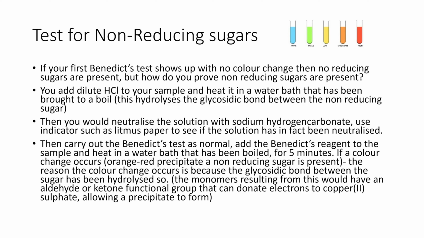If it has, you would carry out the Benedict's test as normal. You would add the Benedict's reagent to the sample and heat it in a water bath that has been boiled. You do this for 5 minutes. If a colour change occurs, like an orange-red precipitate, then a non-reducing sugar is present. The sugar has been hydrolyzed, so the monomers resulting from this would have an aldehyde or ketone functional group that can donate its electrons to the copper 2 sulfate, allowing the precipitate to form.